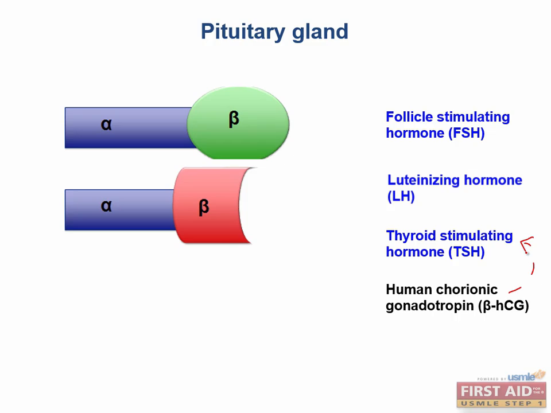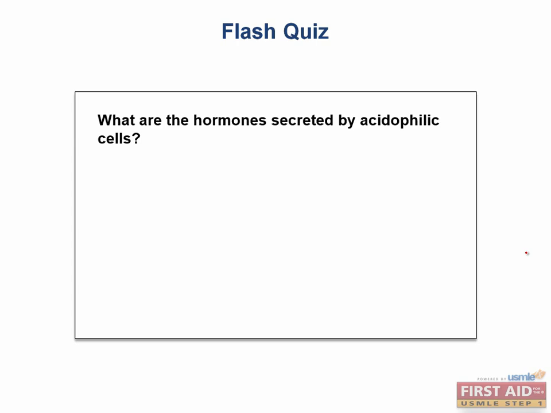Alright, we're done with the anterior pituitary. Now let's see if you've learned anything with another exciting flash quiz. So we've talked a lot about hormones today. Let's see if you can name the hormones secreted by the acidophilic cells. Pause the video if you need some time to think.